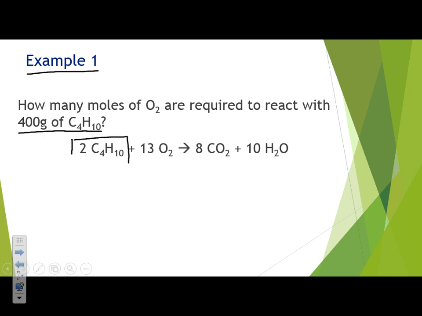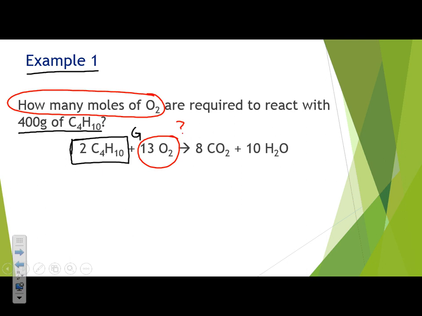In our equation, that tells us that this is the given here. Now, we're looking for how many moles of O2. So we go ahead and circle O2. That's our question mark, or what we are solving for. So to start out with this, we've got our 400 grams of C4H10.